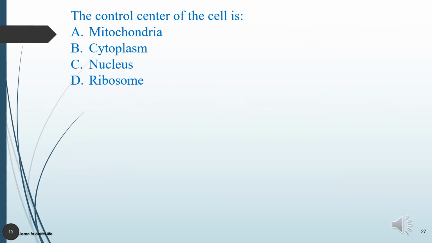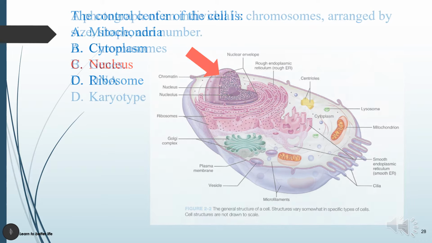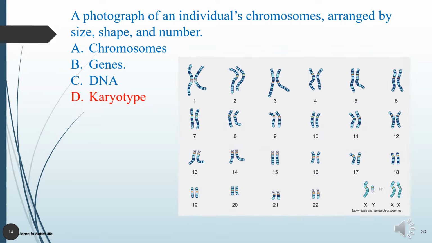The control center of the cell is mitochondria, cytoplasm, nucleus, or ribosome. The answer is C. Nucleus. A photograph of an individual's chromosomes, arranged by size, shape, and number: chromosomes, genes, DNA, or karyotype. The answer is D. Karyotype.